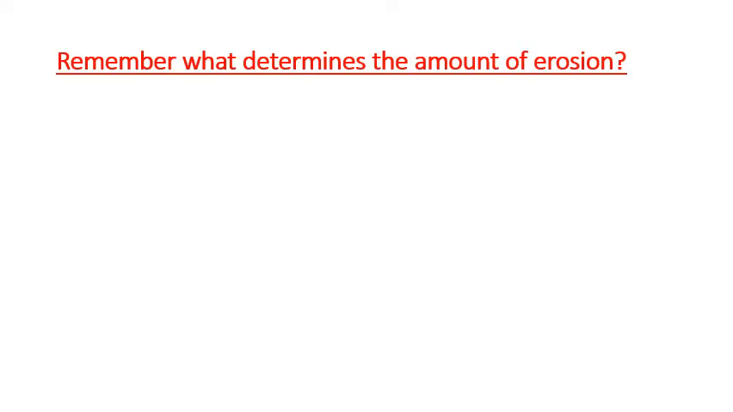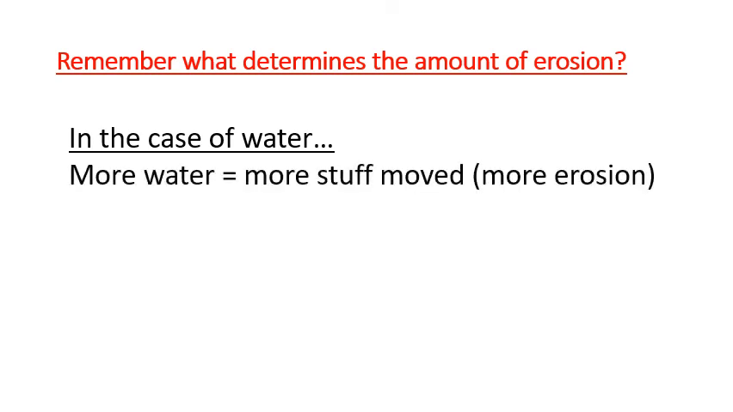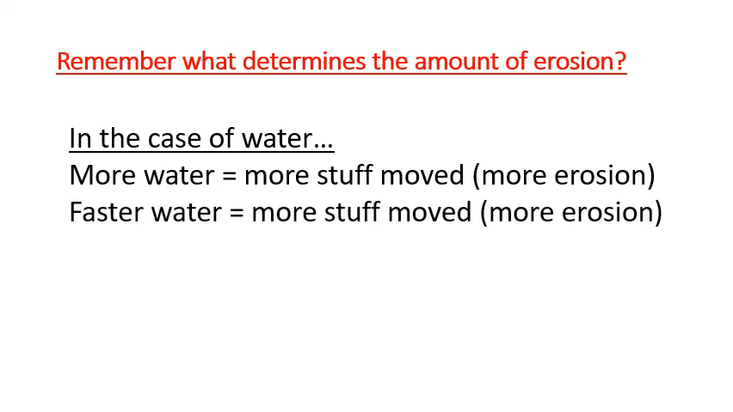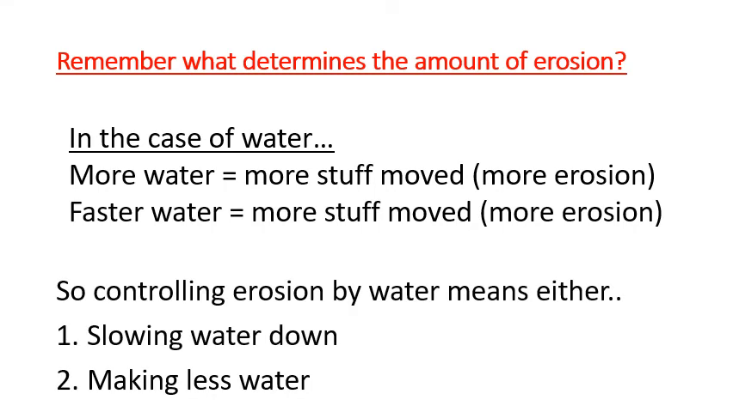All right, now remember what determines the amount of erosion. If we're talking about water, there's two things that make erosion more or less. If we have more water, there's going to be more stuff moved, more erosion. Or if the water is moving faster, you know it's going to move more stuff, cause more erosion. So basically, controlling erosion by water means you either have to address one of those two issues or both. You either have to make water slow down or you have to make it where there is actually less water.